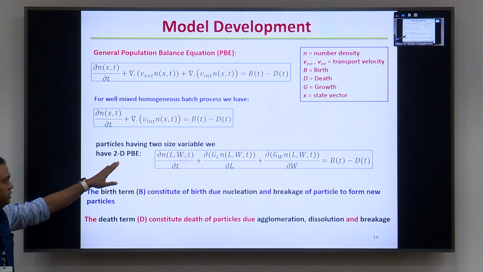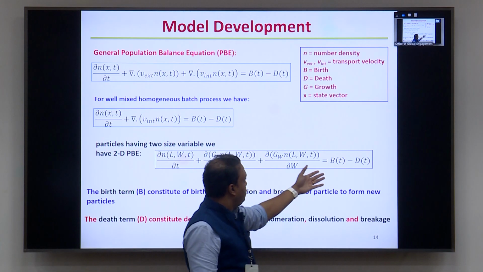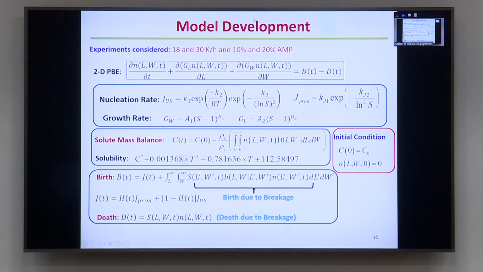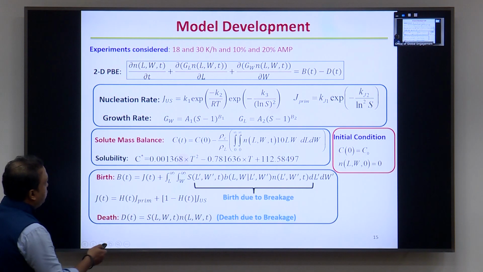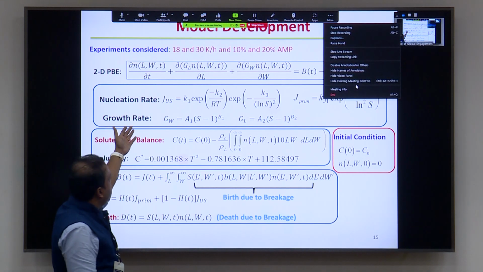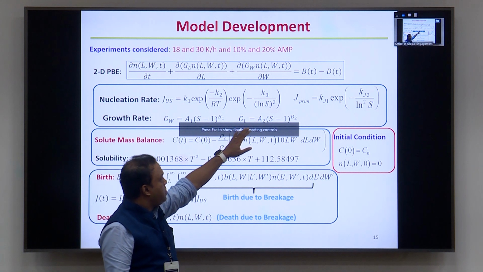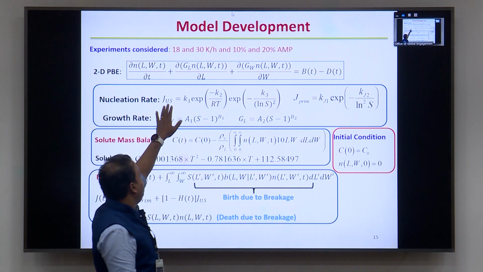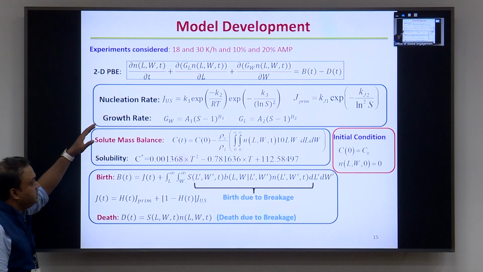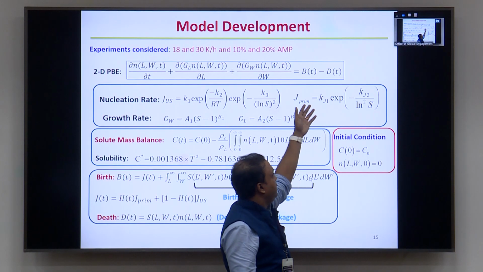So for a 2-dimensional system, we get an equation as this, where GL and GW are the growth rate along length and width. These are the nucleation and growth kinetics that we have used, along with mass balance. Here in the growth rate, you can see GW and GL, the growth rate along width and length. And we have two nucleation rates, J US and J prime. J US is implemented when the ultrasound is on, and J prime is used for the silent case, or we can say when ultrasound is not there.